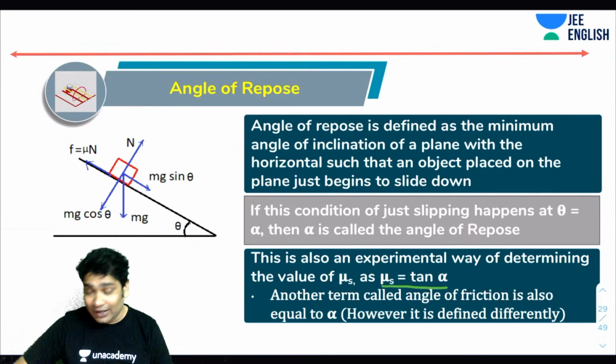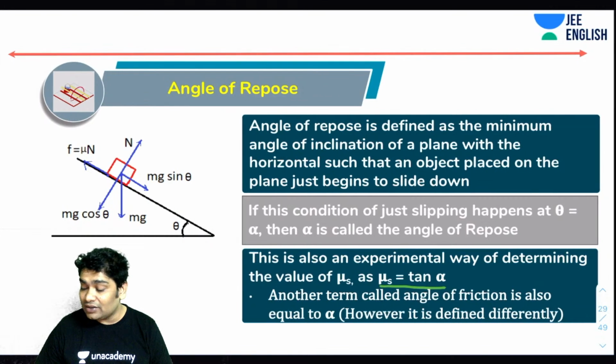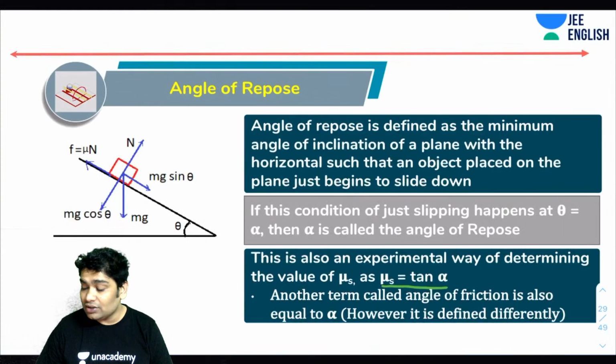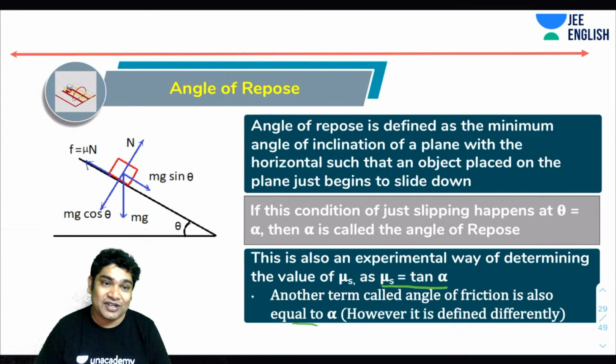Now in problems you will realize, this is also sometimes called angle of friction, but the definition varies. But angle of friction and angle of repose both always have the same magnitude, and both are equal to tan inverse mu.